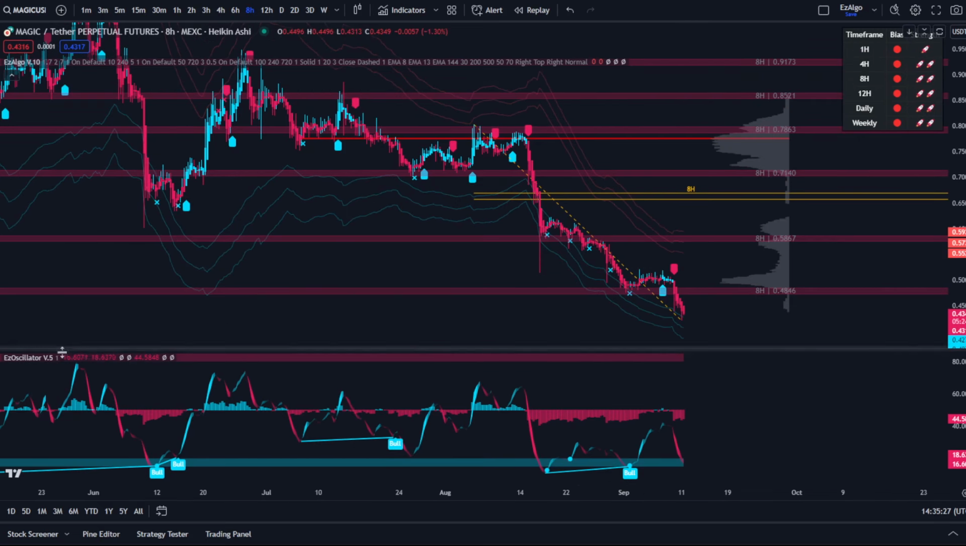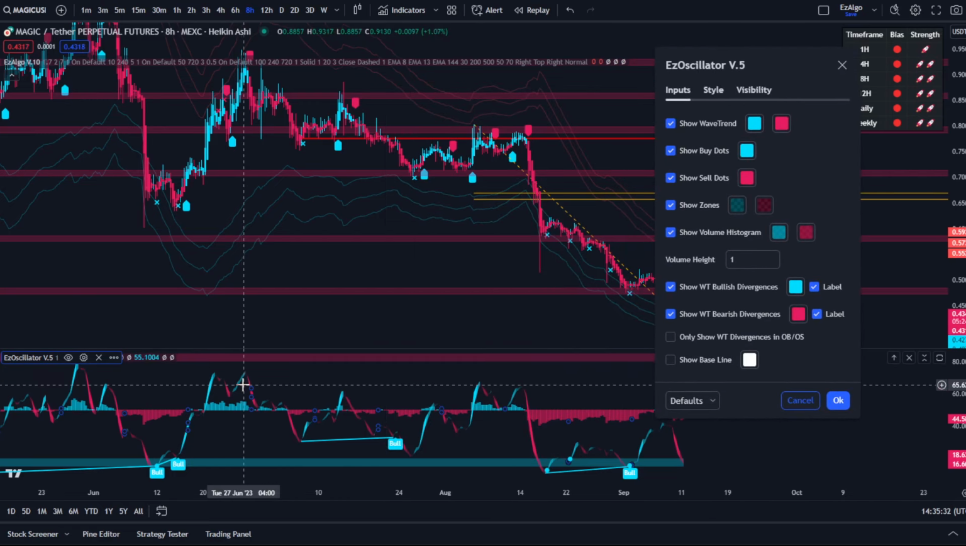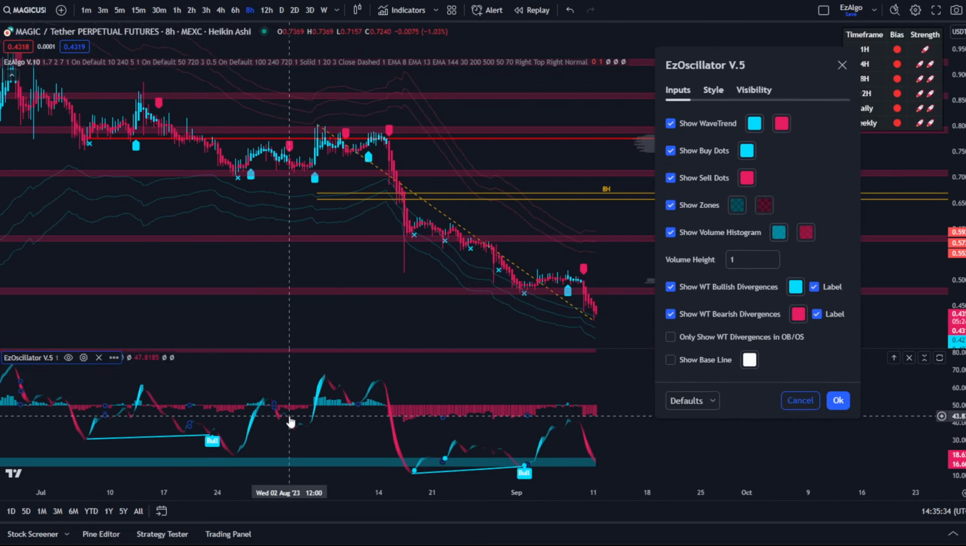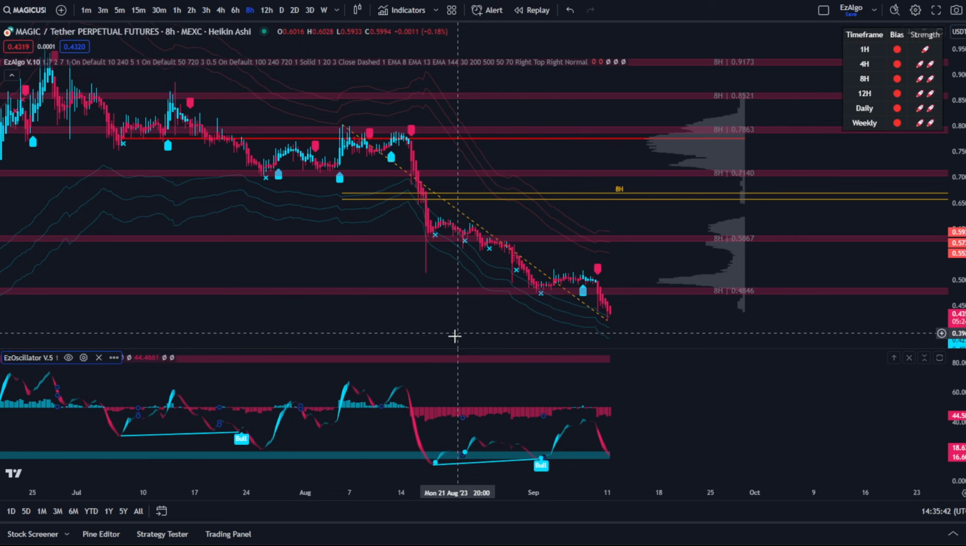And last but not least, we have our real-time momentum divergence oscillator. This is pretty simple, right? We have a wave trend showing you the momentum in the markets. We have these buy and sell dots when the momentum flips in the overbought and oversold zones, is what we call them. And then our real-time divergences.